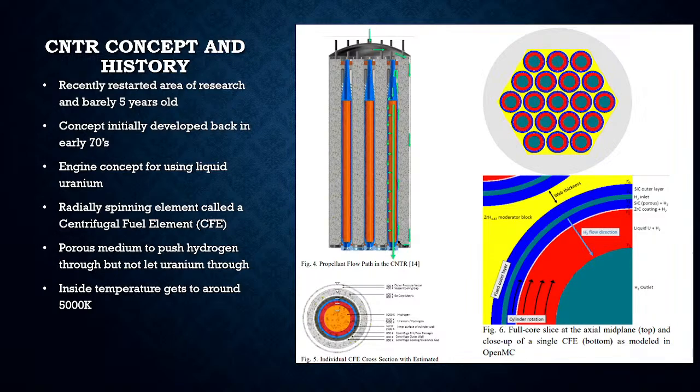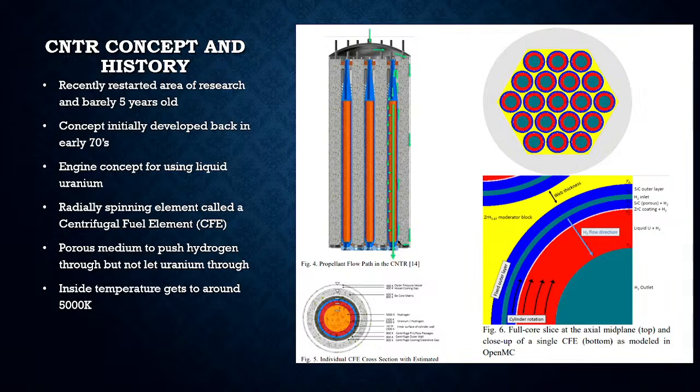On top of this, the engine, like I've stated a few times already, is using liquid uranium as its fuel element. So the uranium in the engine heats the propellant to a very high temperature of around 5,000 Kelvin on the inside of the engine, and that is kind of what produces your thrust. I'll talk a little more about that later.